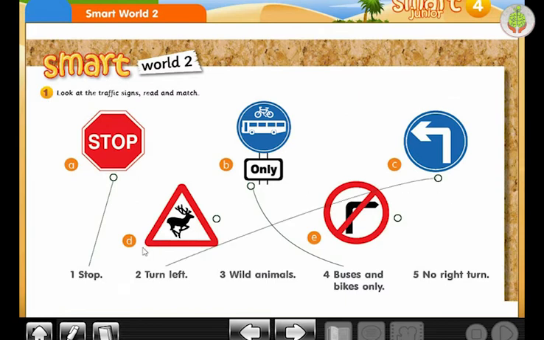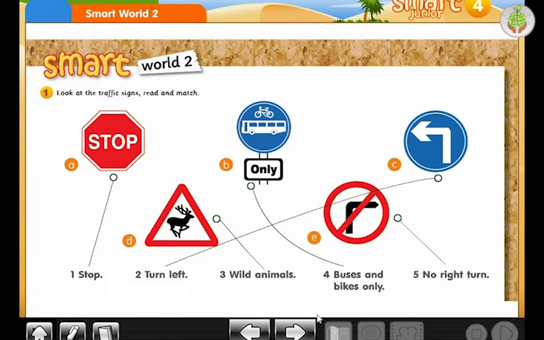Now, D. Look at this animal. It's a deer. So, wild animals. That's right. Now, E. Look. This is the right direction. And we have this red sign, which means, yes, exactly, no. Very good. So, no right turn. That's right. Very good. So, please match it in your book.